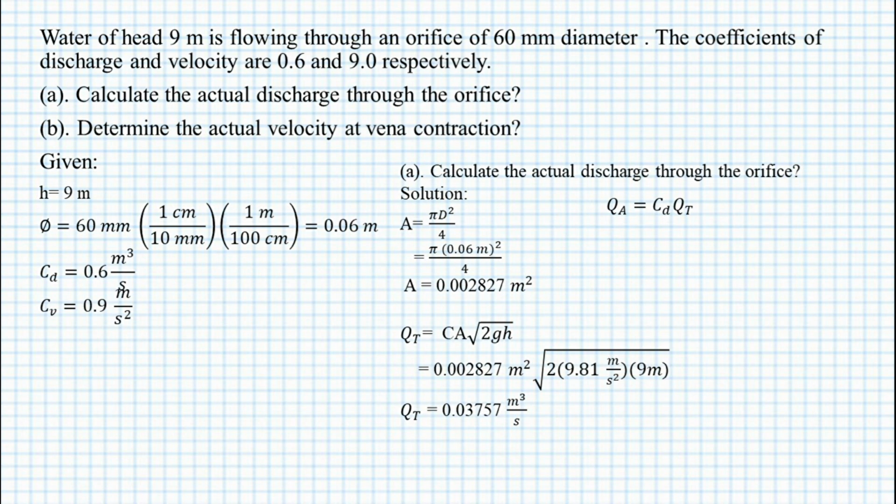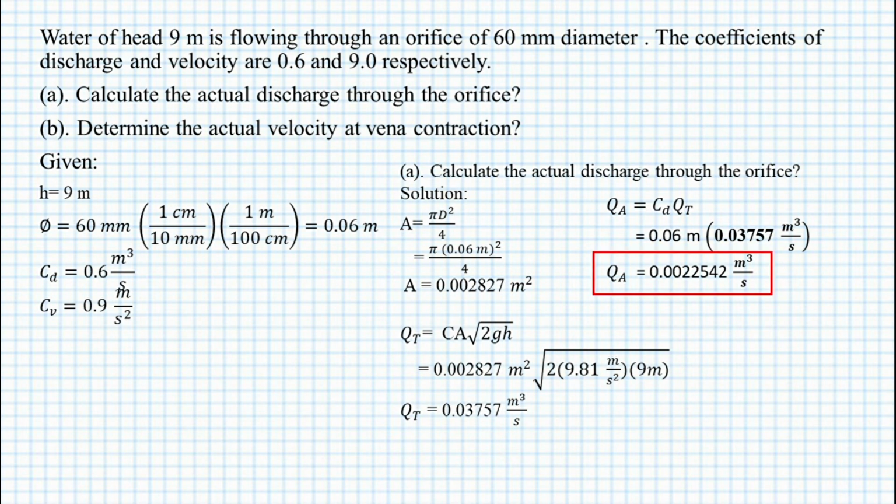And in finding the actual discharge, we use the equation actual discharge equals the coefficient of discharge multiplied by the theoretical discharge, and plug in the values, we have actual discharge equals 0.6 multiplied by 0.03757 cubic meters per second. So we have 0.0022542 cubic meters per second as our actual discharge.